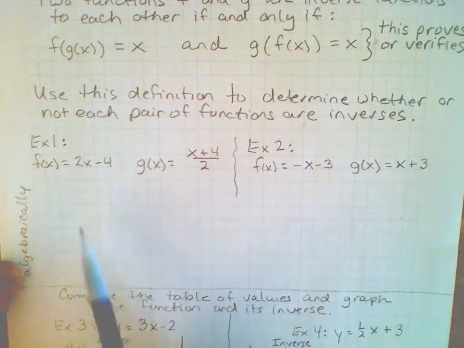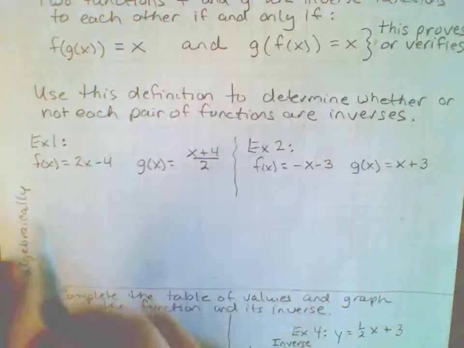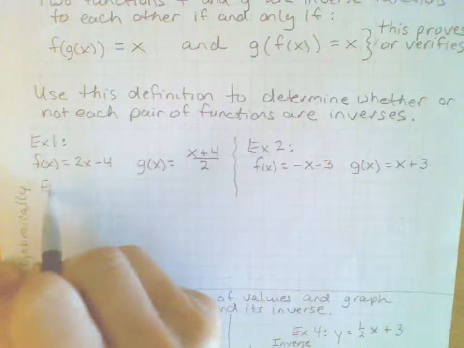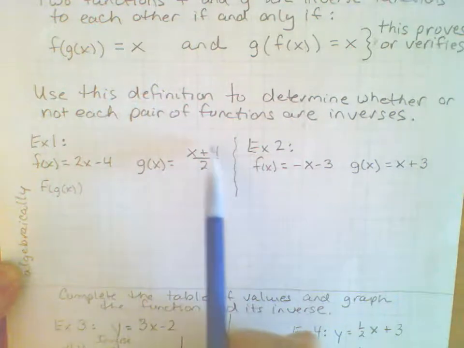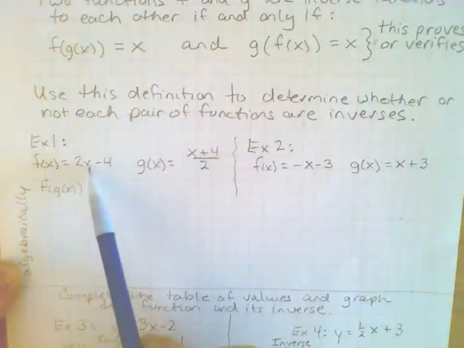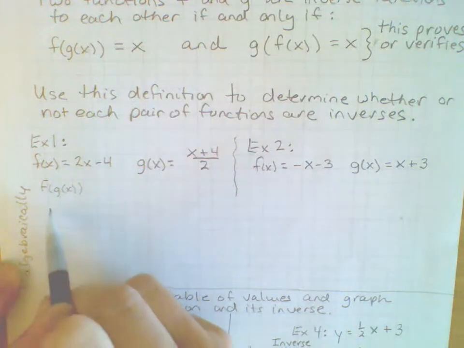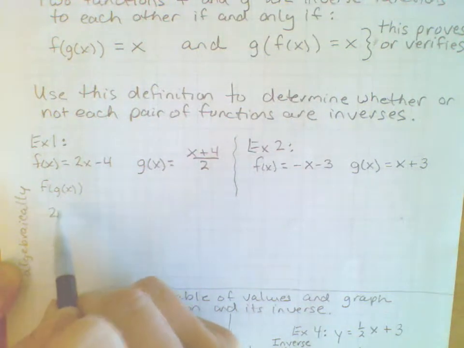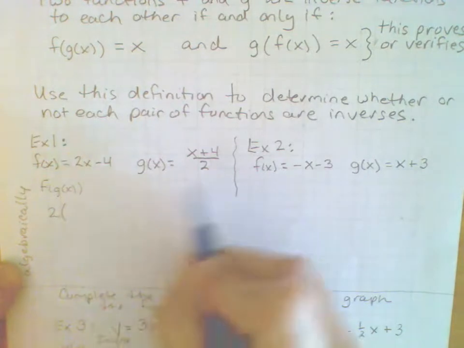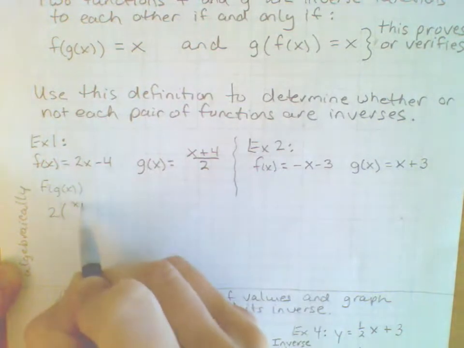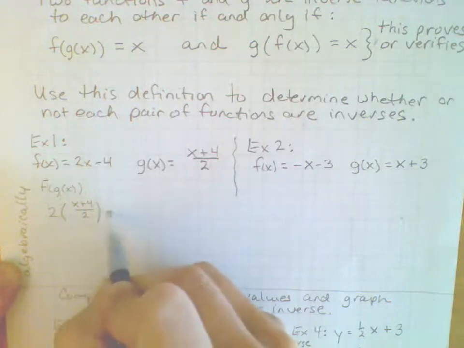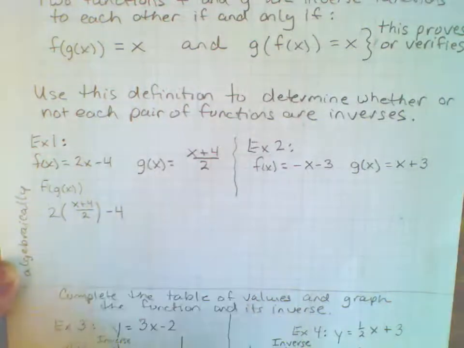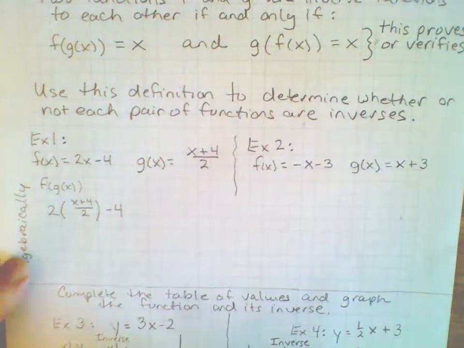And I'm going to look at what it simplifies to and then make my decision based on that. So if I do f of g of x, I'll do that one right here, that means I'm going to take function g, which is the x plus 4 over 2, and I'm going to plug it in to function f in place of x. So it's going to look like this. So 2 parentheses. Now I'm going to put in this entire function g, and then subtract the 4. Okay, and I'm going to simplify.